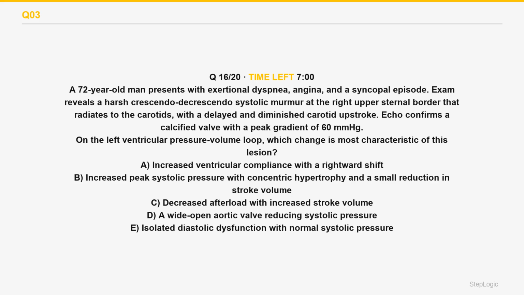Read the command. Pressure volume loop change. Elderly, angina, syncope, dyspnea, harsh systolic murmur radiating to carotids, delayed carotid upstroke, pulsus parvus et tardus, calcified valve, high gradient, aortic stenosis.